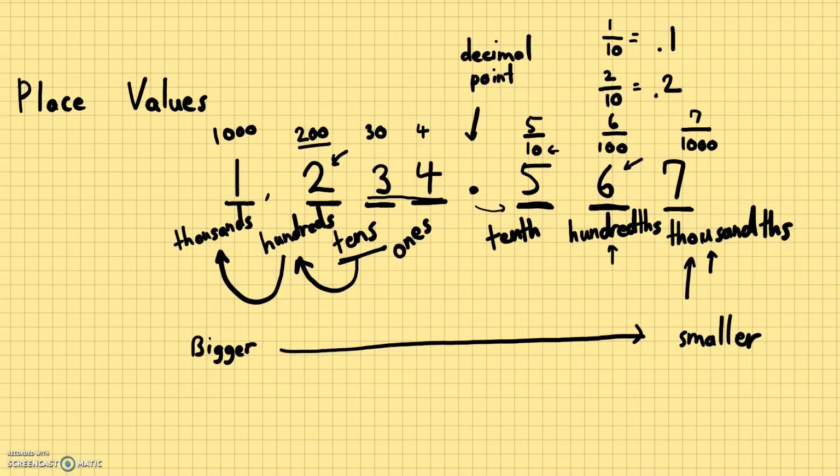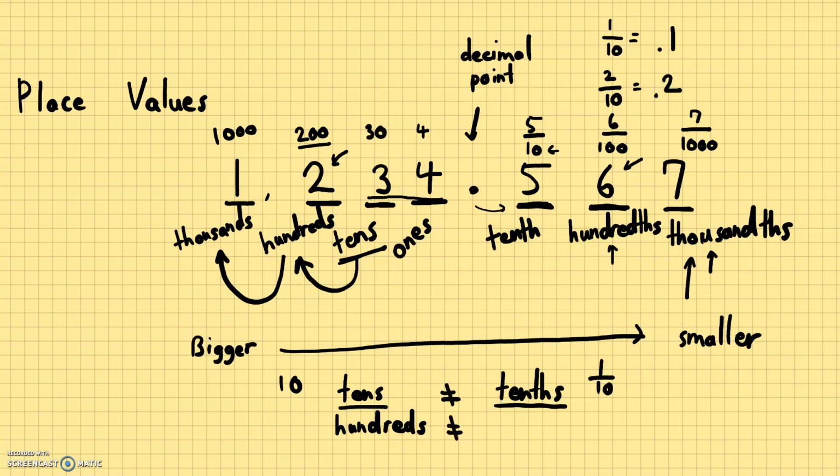Okay, and also don't confuse the tens with the tenths. The tens means 10, tenths means 1 over 10. They're not the same thing. This is smaller, this is bigger. Same thing with hundreds. If we see hundreds, that's not the same. This is not the same as the hundredths, which is 1 over 100. This is smaller, this is bigger.